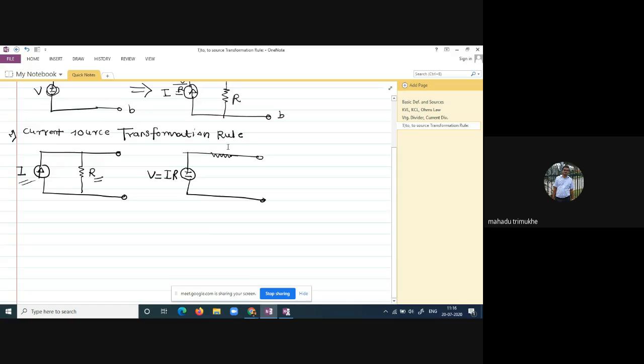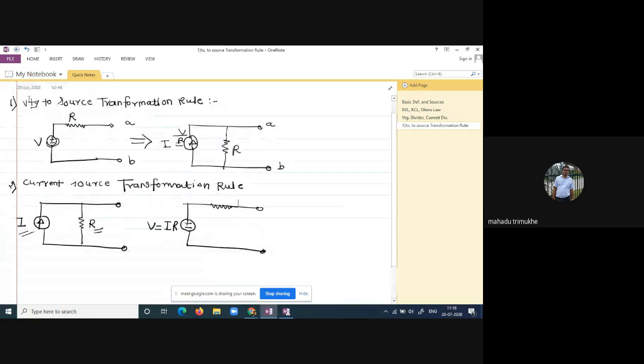Okay, these two things you have to keep in mind. If you want to convert a voltage source into a current source, the voltage source should be series connected with some resistor, and if you want to convert a current source into a voltage source, the current source should be shunted with some resistor. Then and only then can you apply source transformation. What you have observed here: a voltage source in series with some resistance, that circuit is referred to as a Thevenin circuit.